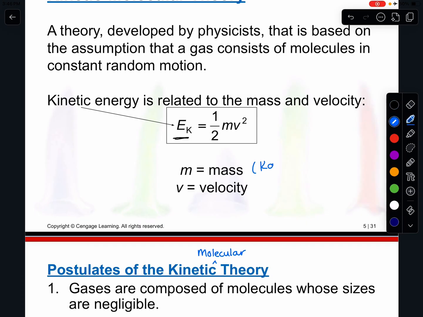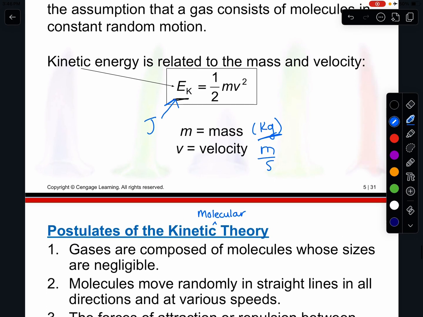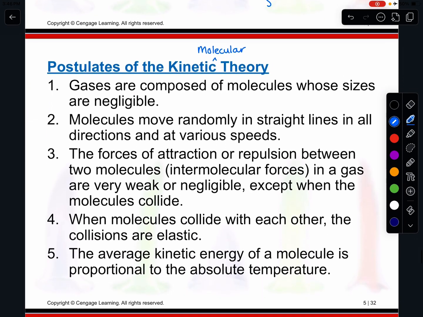Just a reminder, if you do have to use this equation, which I would provide for you if you needed it, your mass needs to be in kilograms. The reason is that kilograms times velocity, usually meters per second, squared, ends up giving the unit joules. We have talked about that in the past. Kilograms is your mass unit for that.